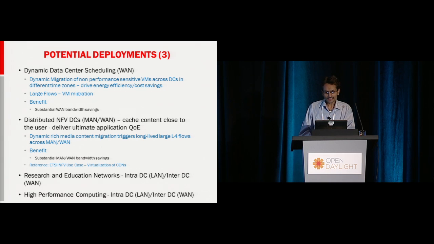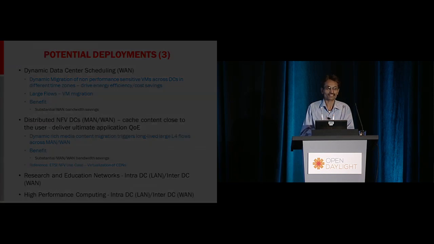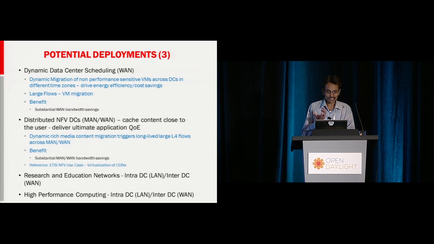The other use cases we've seen are around distributed NFV data centers, where the goal is to cache content closer to the end user. And here again, the dynamic rich media content triggers long-lived large flows across WAN and MAN. And here again, there are bandwidth savings for MAN and WAN, that's the value proposition. And additionally, there is interest from research and education institutions with a lot of large flows and high performance computing infrastructures.